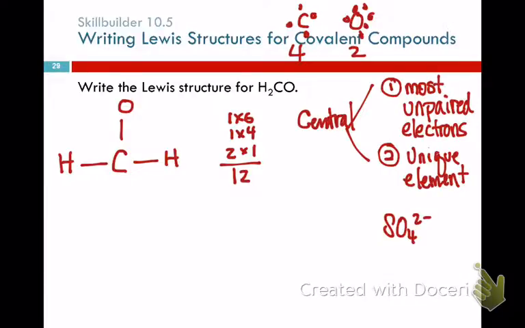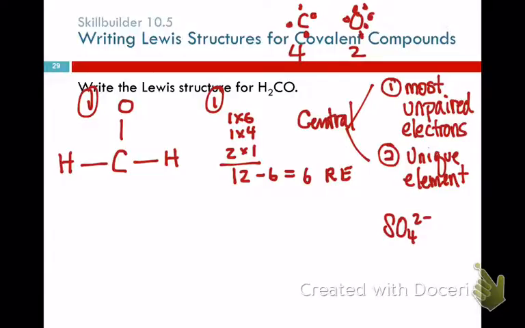How many have I used up? 6, okay. So I subtract 6. So this was step 1, right? And then I'm going to calculate 6 remaining electrons. That's what I have left to distribute. And I'm going to distribute them in pairs.